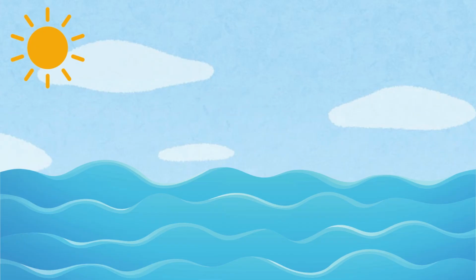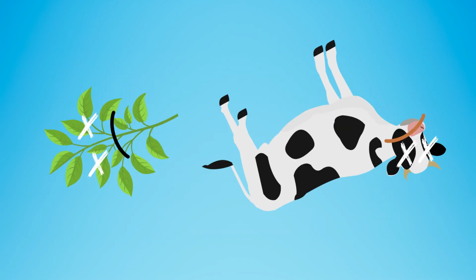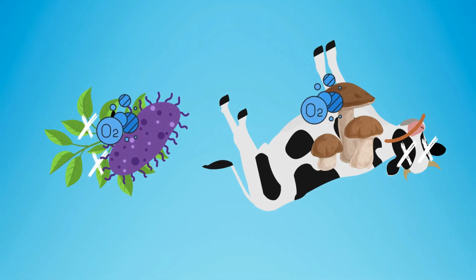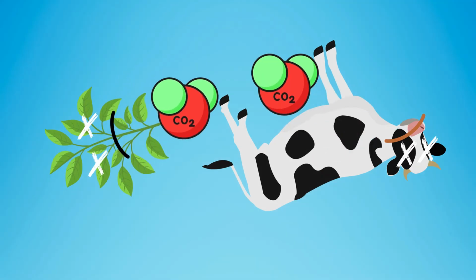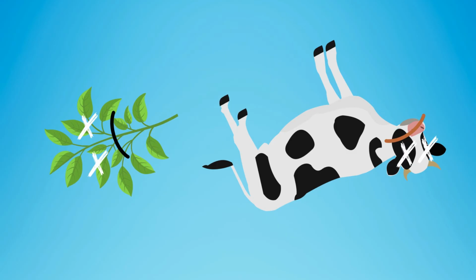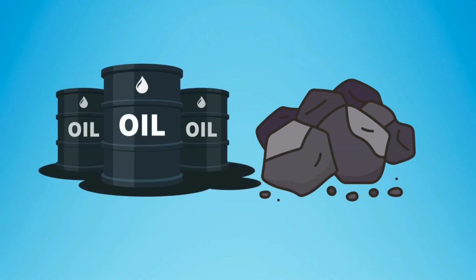Decomposition. When the organisms die, they are broken down mostly by bacteria and fungi. Oxygen is used in the breaking down process, and carbon dioxide is released back into the atmosphere. These organisms are decomposed into fossil fuels like coal and petroleum.